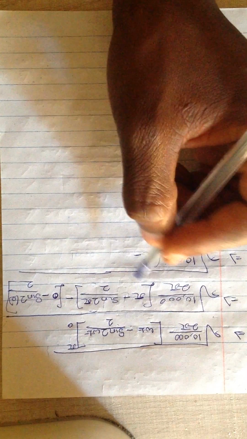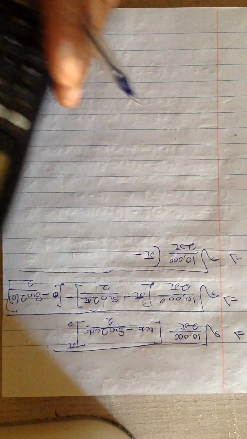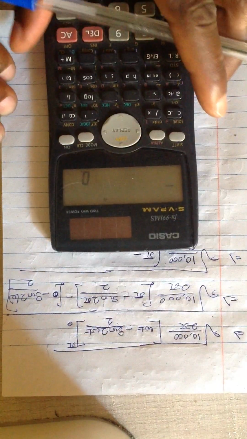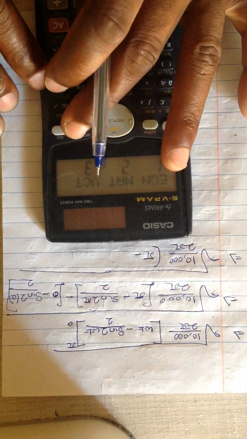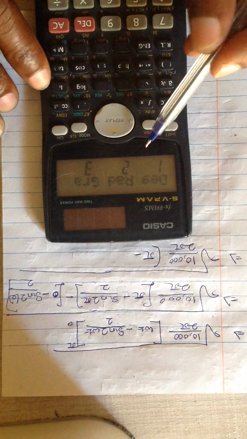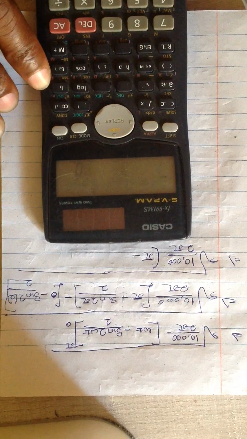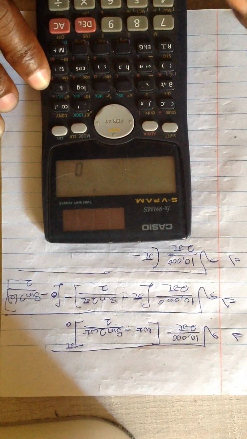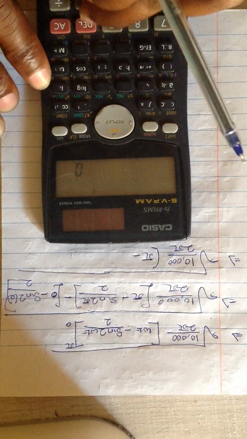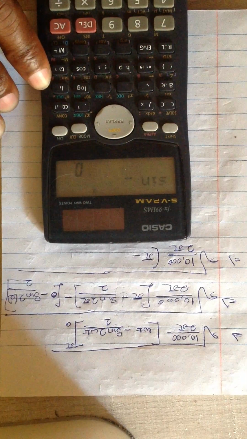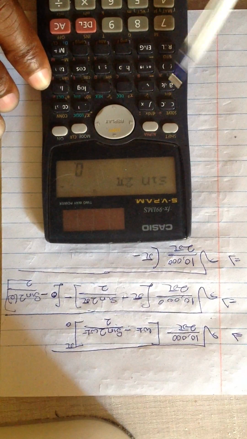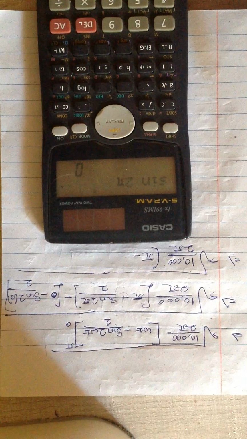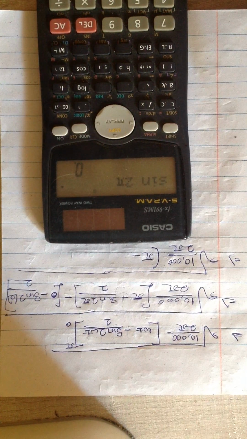So you come to this part. Here is the calculator. Change your calculator into radians. You press the mode button until you find rad. Rad is 2, so you press 2, meaning your calculator has been converted to rad. So here you have sine 2 pi. What is sine 2 pi? That's 0. You're not supposed to do these calculations whilst your calculator is in degrees.